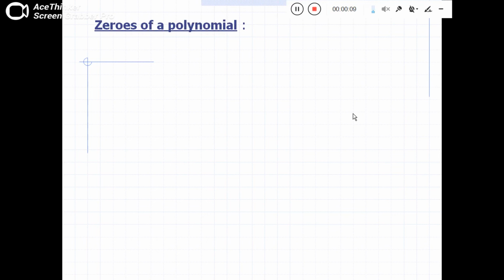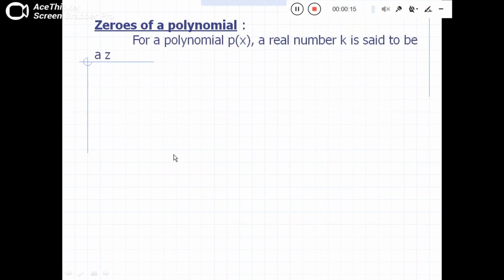Okay students, let us see another important part of your chapter, which is zeros of a polynomial. What are zeros of a polynomial and how do we find them with the help of the polynomial? For a polynomial p of x, a real number k is said to be a zero of this polynomial if p of k equals 0. As you found the value of the polynomial in the previous slide, if the value of that polynomial becomes 0, then that value of x is called a zero of this polynomial. Let us see a few examples here also.